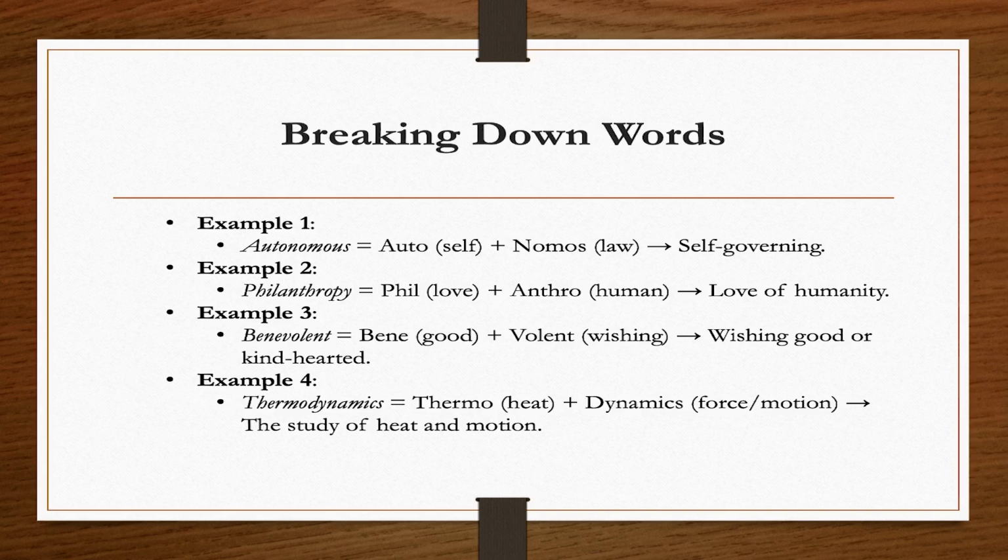Any of the autonomous institutions, like a university. Universities are in general autonomous institutions. This organization is an autonomous organization, means self-governing.